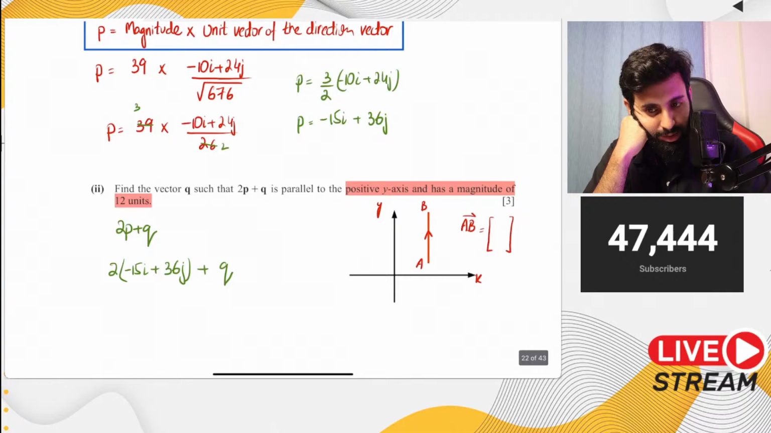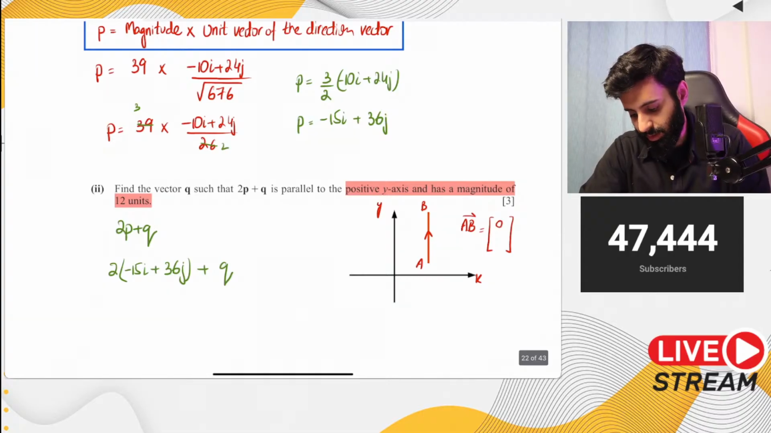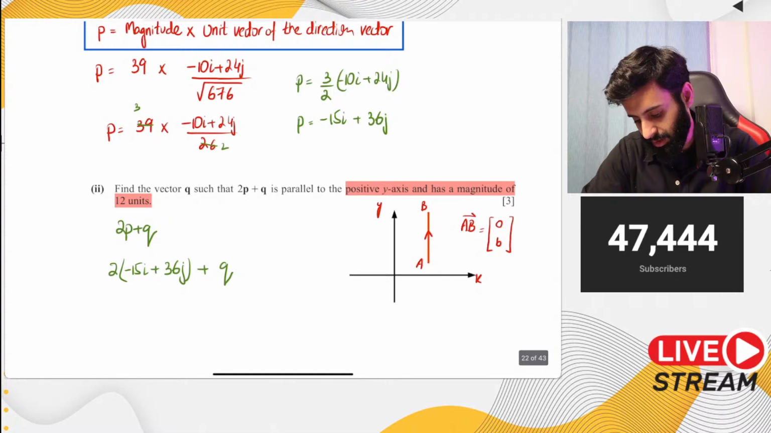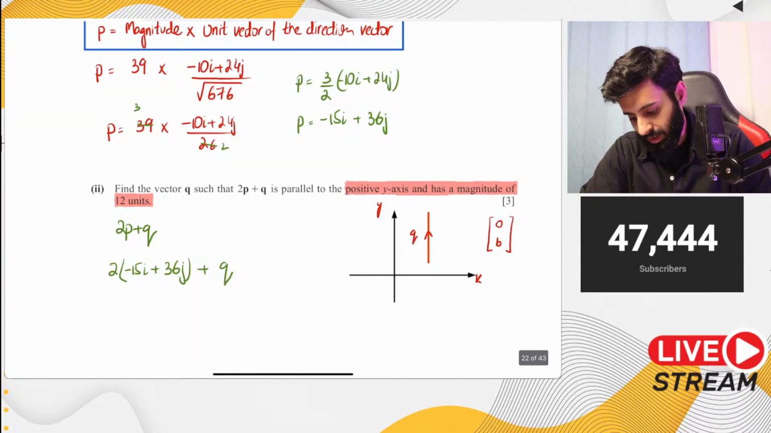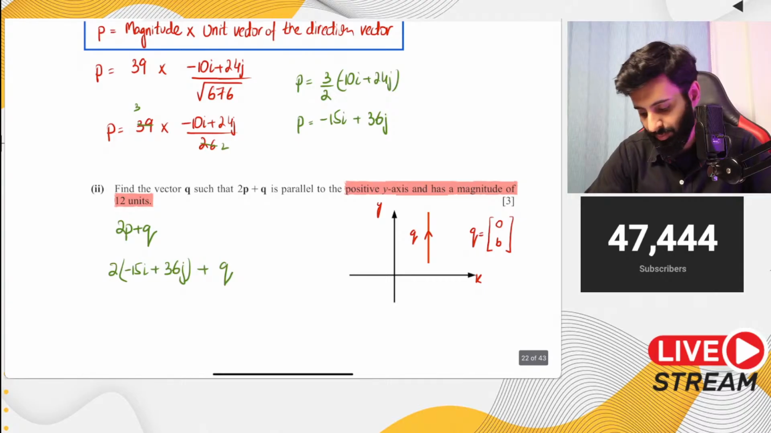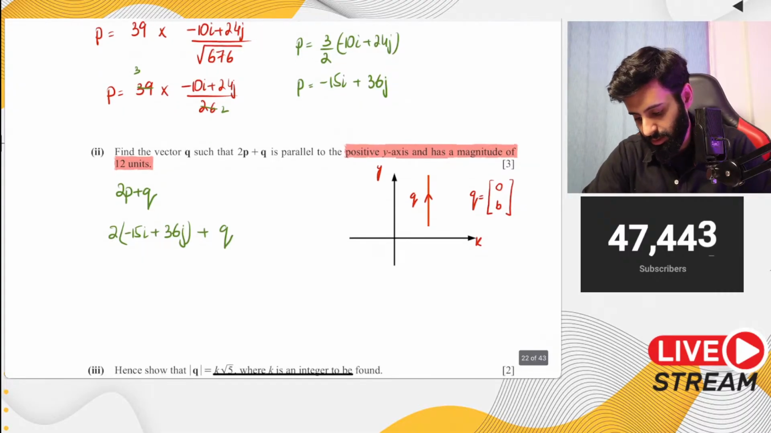Yes, no I component. That is correct. That means it will have no I component and it will definitely have some j component. Okay. So if this is vector q, which apparently is parallel to the positive y-axis according to the question, that means it will have no I component. But there will definitely be a j component. So what do I know about q? I know that q is basically equal to what?